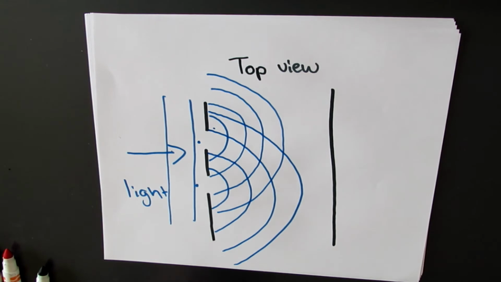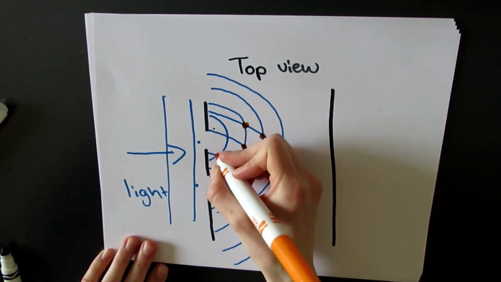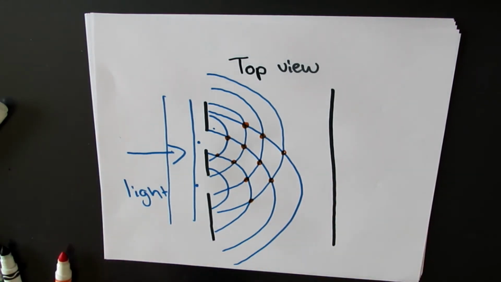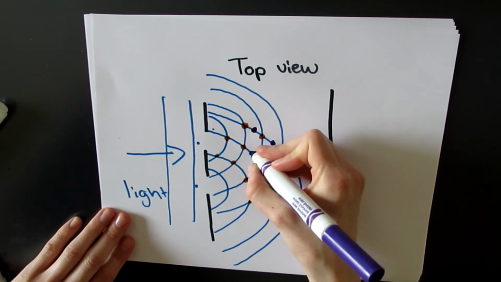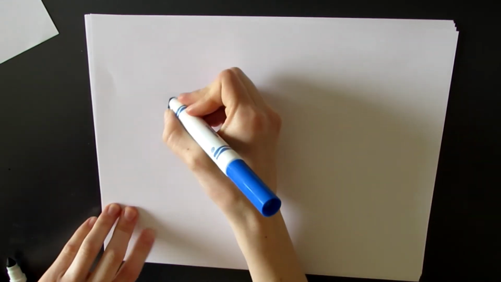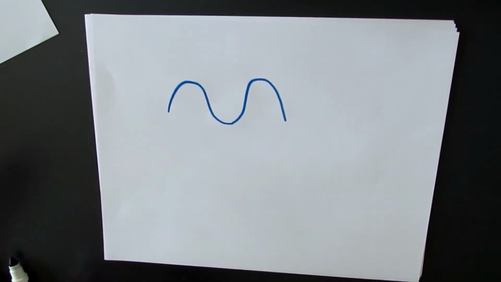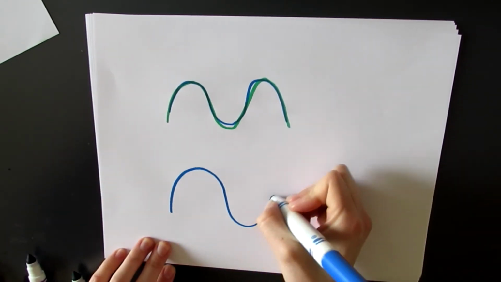I will draw the marks where there is constructive interference. This is when the peaks of the opposing waves actually meet together. There's destructive interference when a peak matches a valley of another wave. In another view of this, I'll draw a horizontal view of these waves. So constructive interference and destructive interference interact differently.